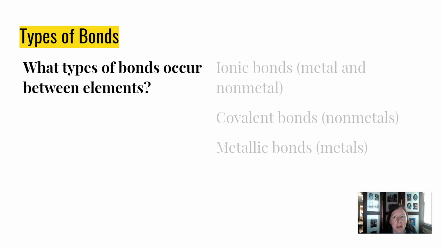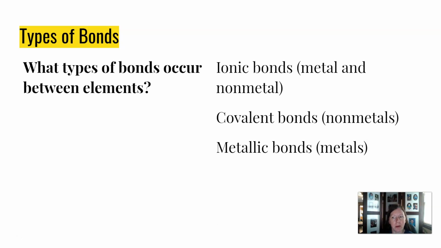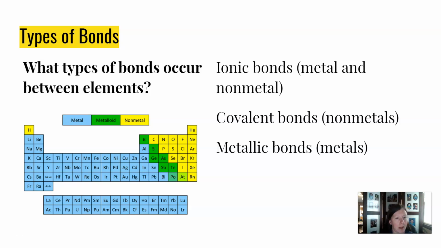So we have looked at the different types of bonds that there are, and I'm going to bring back this slide that we looked at yesterday. We have ionic bonds. That's between a metal and nonmetal. So looking at the periodic table on the slideshow, that would be combining the blue and the yellow. Next we have covalent bonds, if we have two or more elements that are yellow, nonmetals, on the right-hand side.